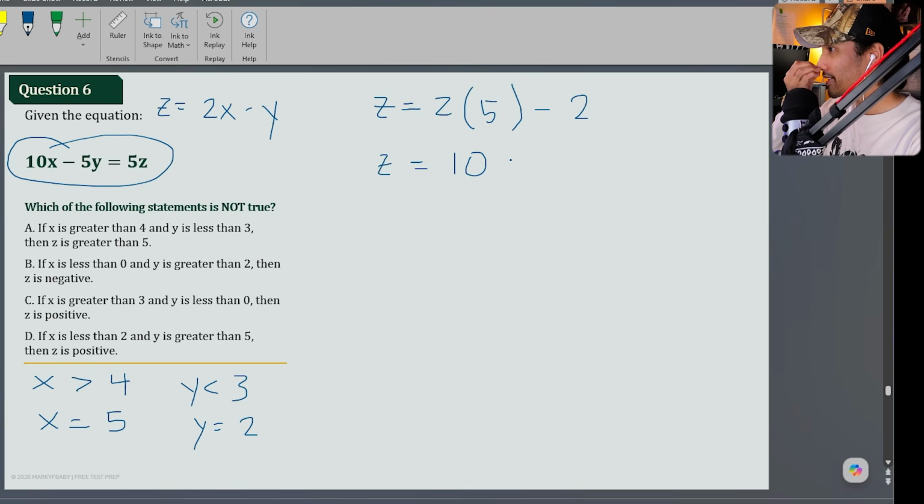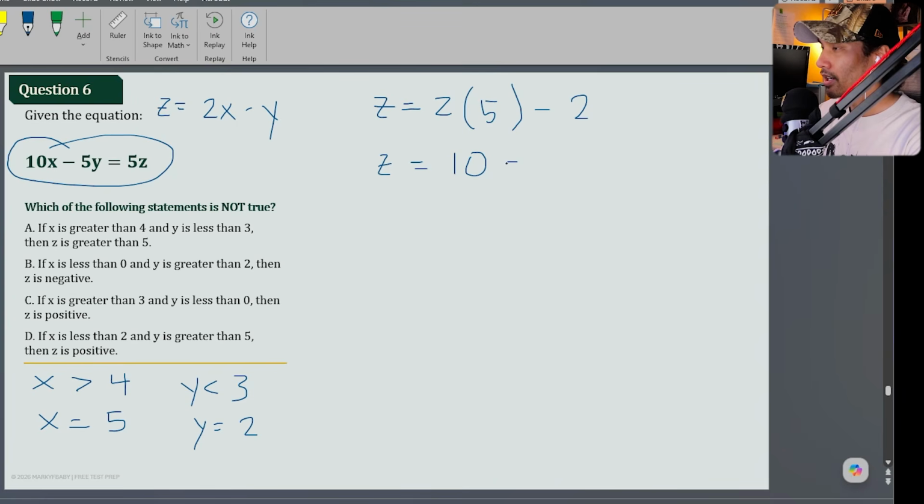We solve because this is an equation. Sorry if I have been using the wrong terminology. But honestly, for all you math people out there, who cares? My goal is to make you pass, and you don't need to know the definitions. Okay? z equals 10 minus 2. Well, then we get z equals 8.